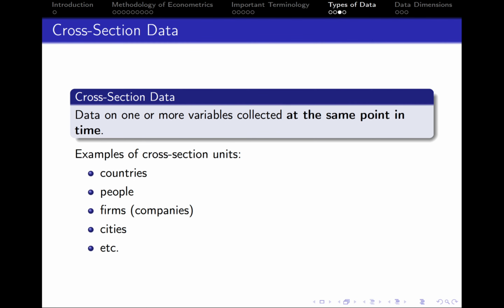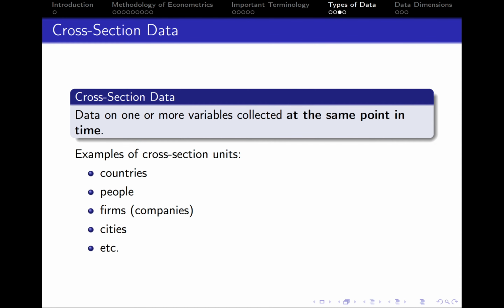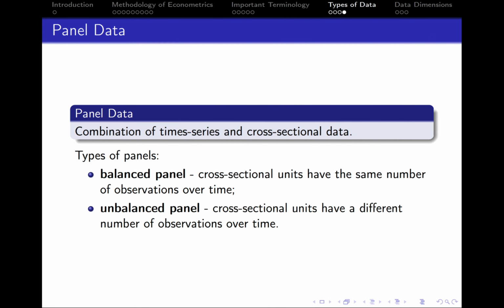So the main difference from the previous one, time series data, is that time series is collected over time for one cross-sectional unit, and when it comes to cross-sectional data, we collect data at one point in time over a number of cross-sectional units. And panel data, this is quite easy. This is just a combination of time series and cross-sectional data. So we both have observations over some period, and we also have observations over some cross-sectional units.